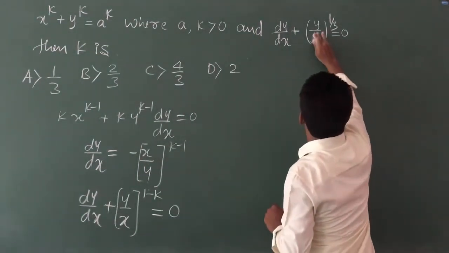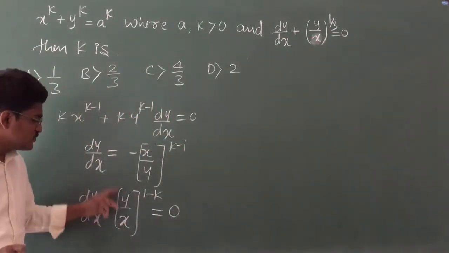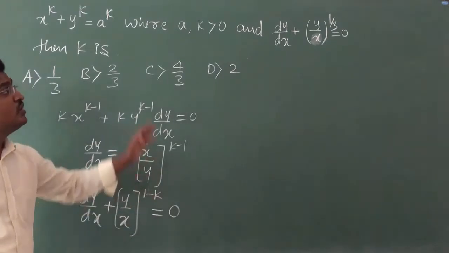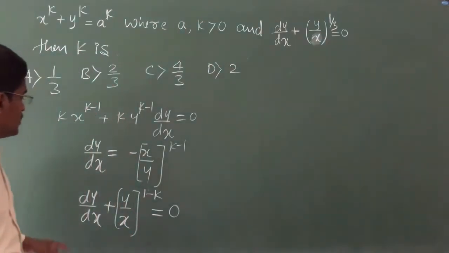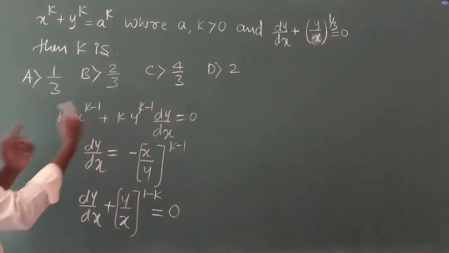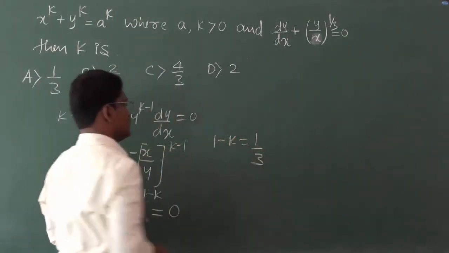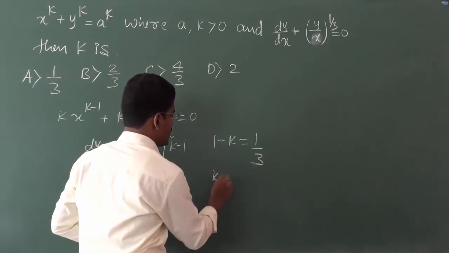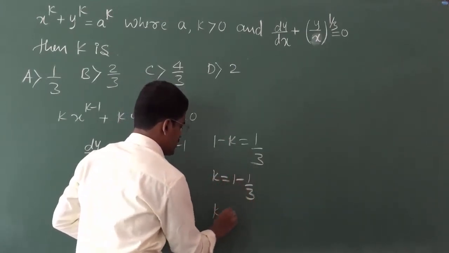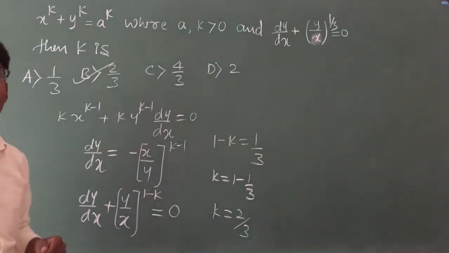Here this term is x. Sorry, that term is x. Clear? So now dy by dx plus y by x whole to the power of 1 minus k is equal to 0. See the given differential equation, dy by dx plus y by x whole to the power of 1 by 3 is equal to 0. So by taking these two, both are the same if 1 minus k is equal to 1 by 3. So k equals 1 minus 1 by 3, k will be equal to 2 by 3. Very simple. Clear? So which is your option? That is option B, that is 2 by 3.